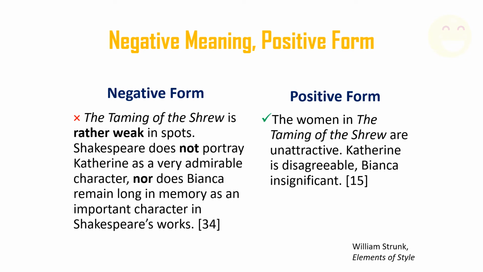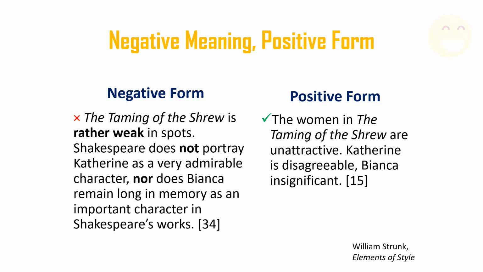All right, let's look at negative meaning and positive form. So let me start off by reading the example on the left-hand side. The Taming of the Shrew is rather weak in spots. Shakespeare does not portray Catherine as a very admirable character, nor does Bianca remain long in memory as an important character in Shakespeare's works. In this longer example, we have multiple issues. But unlike the previous two examples, the problem here is not simply the use of the word not, but the problem is that because what is being negated is so general, the passage ends up expressing very little.